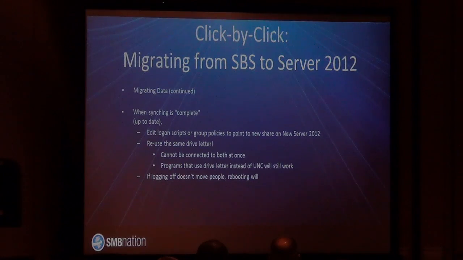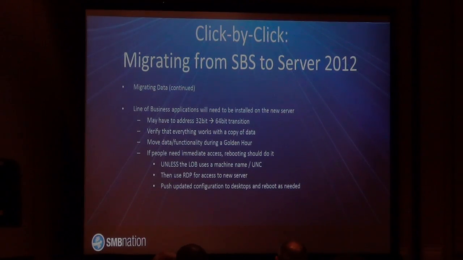So when the syncing is complete, you edit the logon scripts on the domain controller so it points to the new share on the new server. And you use the same drive letters. So if they use that drive letter instead of a UNC, then it's all going to work. If something uses a true UNC, which was invented and nobody found out about it, so hardly anybody uses it, then you've got to go change that stuff. When people log off and log back on, they should be on the new system. If not, reboot their system, and then they'll be on the new system. And it's very straightforward. More questions, Carl?